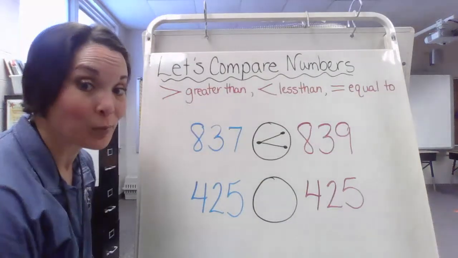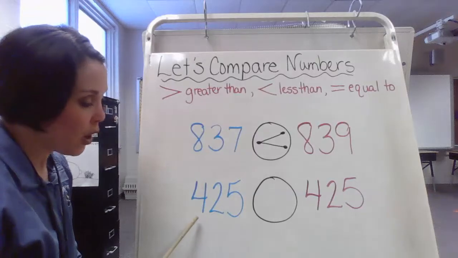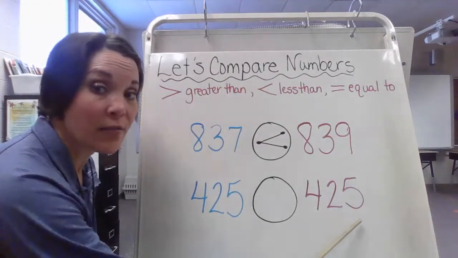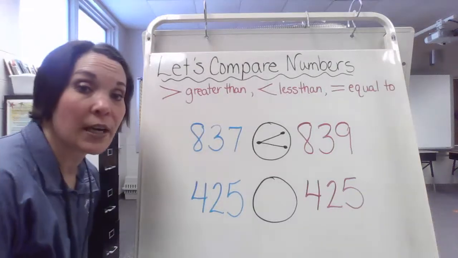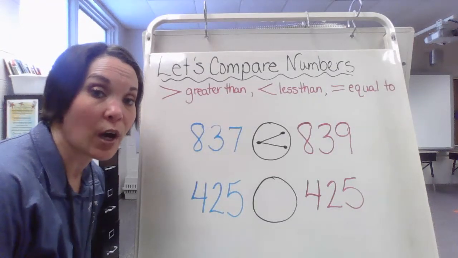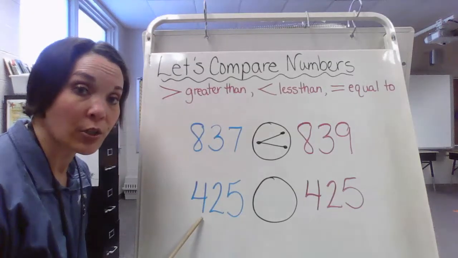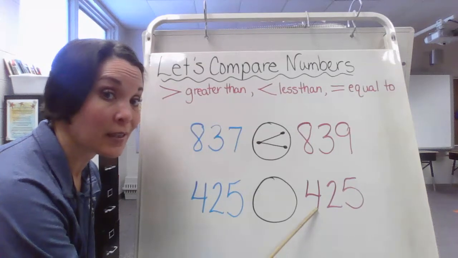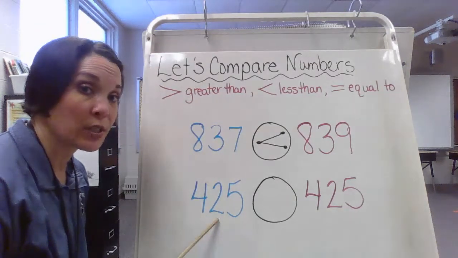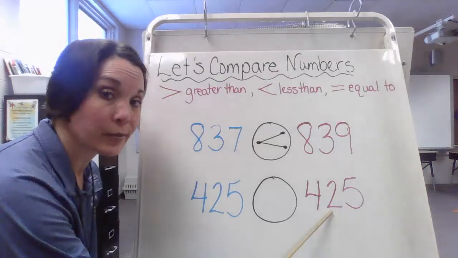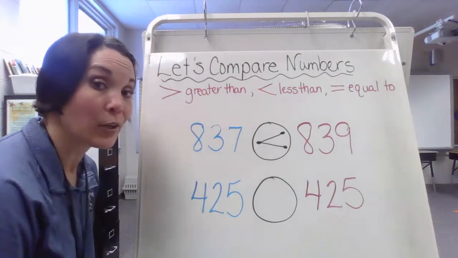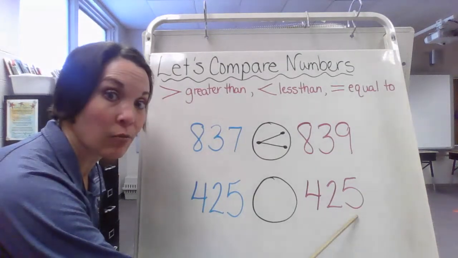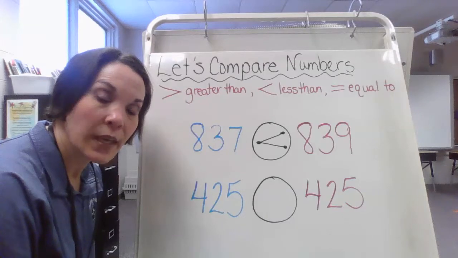Let's take a look at our last example. We have 425 and 425. Let's go ahead and get started. Let's look at our greatest value, which you know is the hundreds. 4 hundreds, 4 hundreds, and compare them. Exactly the same. 2 tens, 2 tens. Nope, still can't do it. 5 ones, 5 ones. Can't compare those either.